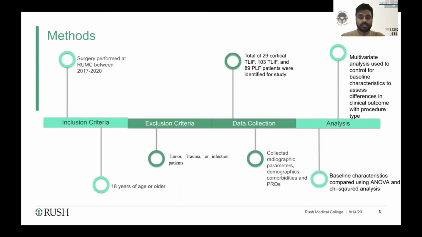For those patients, we collected radiographic parameters such as lumbar lordosis, pelvic incidence, and among others, as well as patient-reported outcomes such as VAS back, leg, ODI, and others. And then we did multivariate analysis to control for baseline characteristics to assess differences in clinical outcome with procedure type. We also looked at baseline characteristics and compared them using ANOVA and chi-squared.